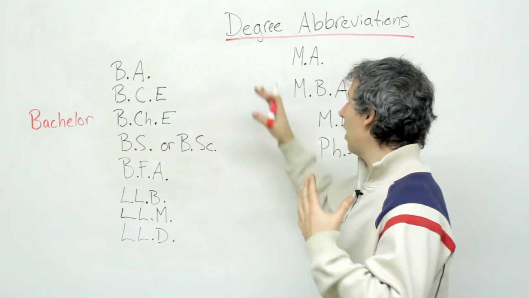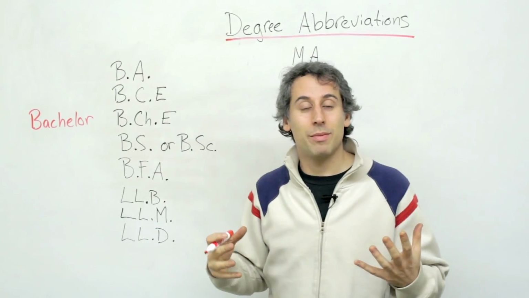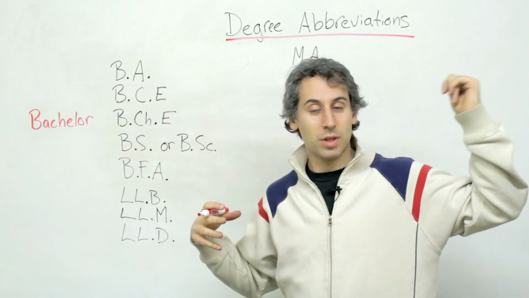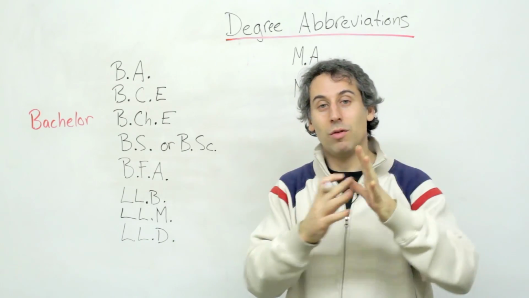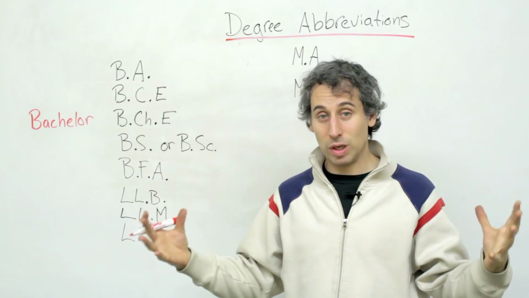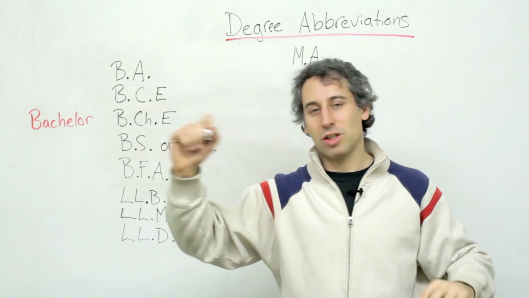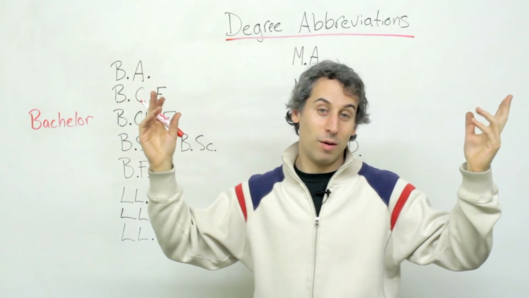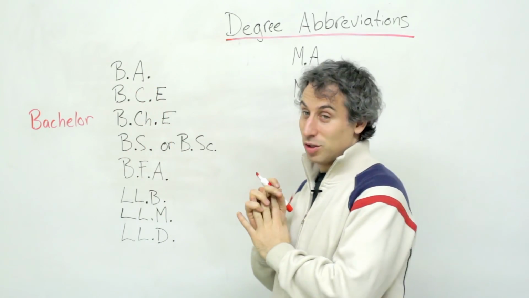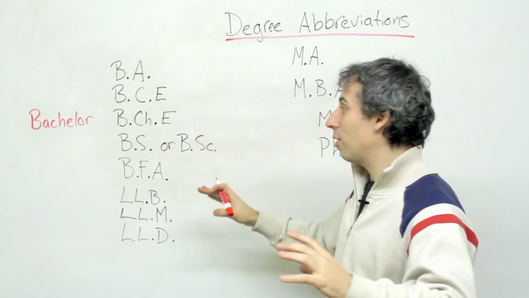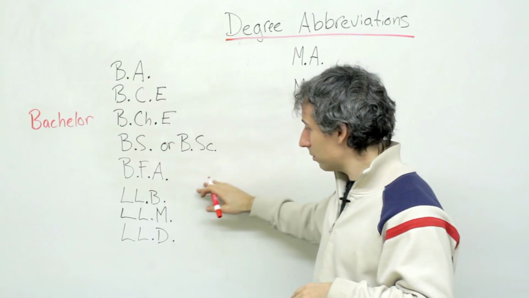Okay, and degree abbreviations, this is about when you go to university, and if you graduate, you get a degree. You get a little piece of paper, and it has the signature of very important people at the university. Okay, so I'm going to start off talking about these ones here.